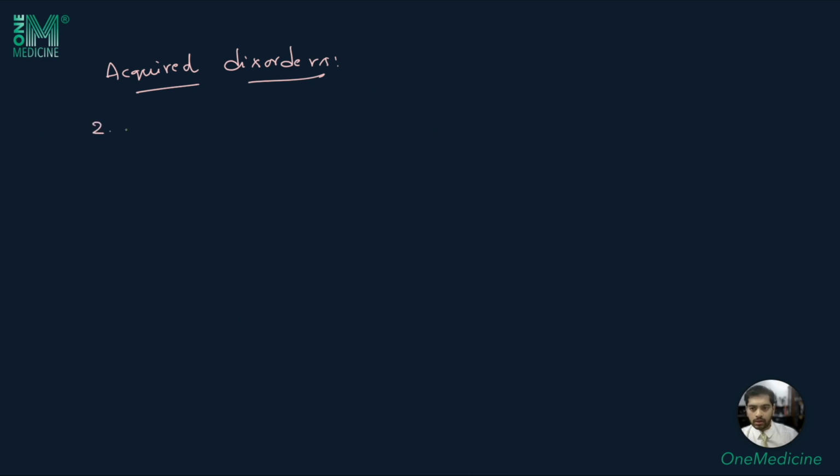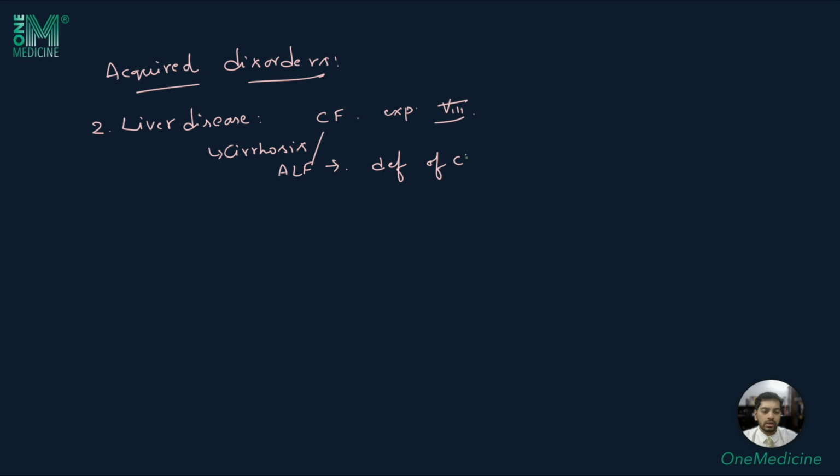The second acquired disorder that we are looking at is liver disease. The liver produces all the clotting factors except factor 8, and hence liver disease such as cirrhosis or even acute liver failure can lead to deficiency of all the clotting factors, leading to increased APTT and increased prothrombin time, and also increases the risk of bleeding.